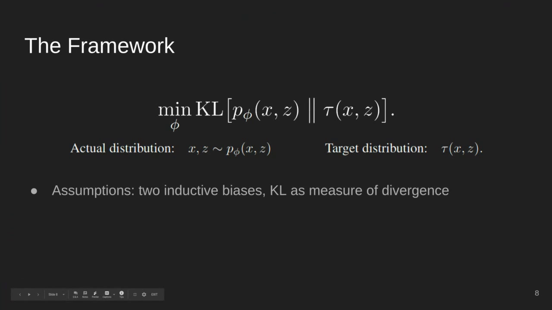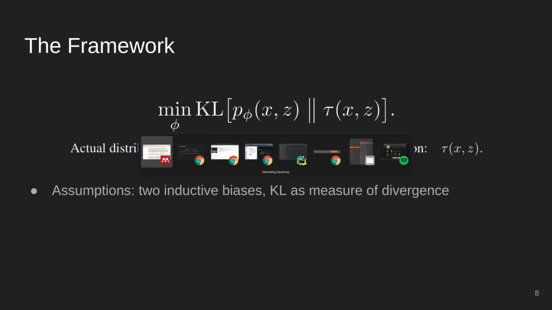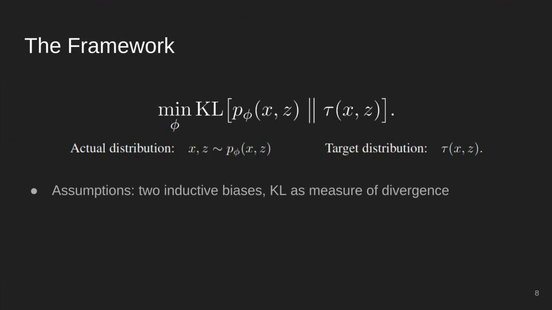So in this way of formulating the problem, we are making some assumptions as well. Here we have two inductive biases that exist in this formulation. One is the fact that the agent is optimizing an objective within which the random variables are a way of representing uncertainty. So this is in itself an inductive bias.